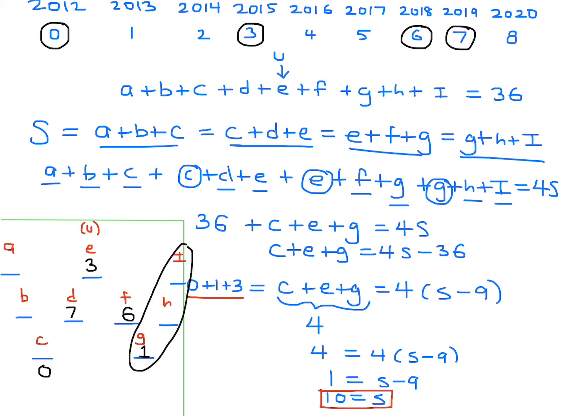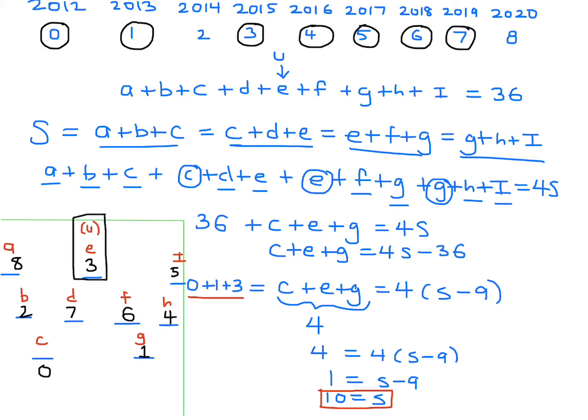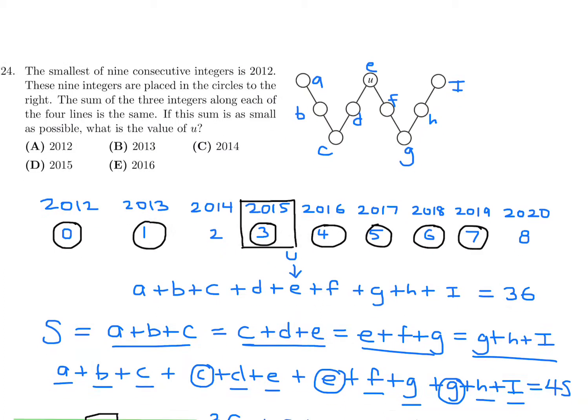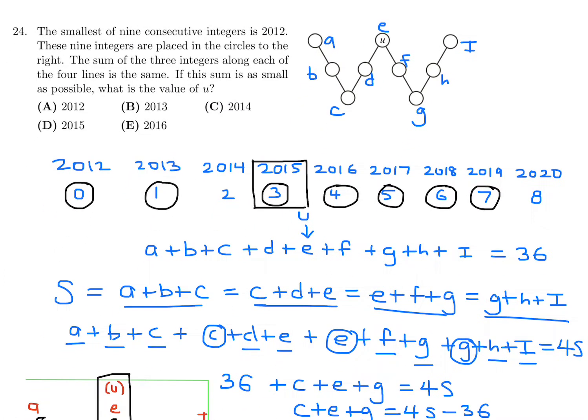And then the rest you can just fill in. These three have to add up to 10, so I and H have to add up to 9, so I can put 5 and 4. And then these three have to add up to 10, so there's only two numbers left, I guess. A 2 and an 8, so there you go. I can put the 8 here and the 2 here. So this all matches. My task was to figure out U, and I did. It's 3, but obviously it's not 3. We had used 3 to represent 2015. So 2015 is the answer to the question, and that is choice D.